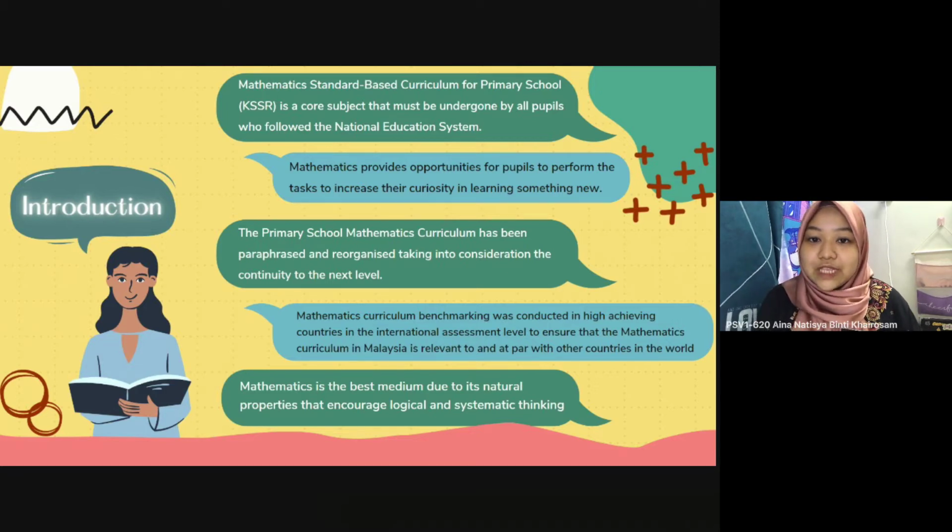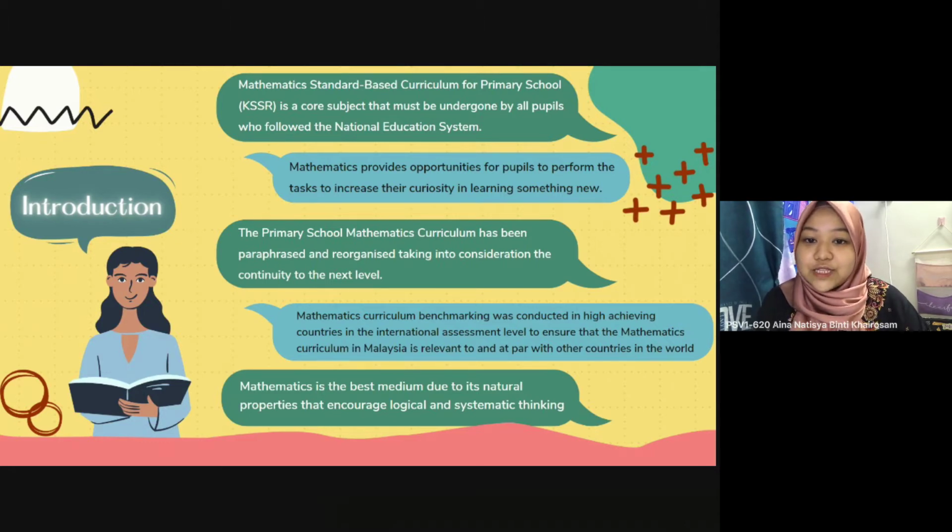The primary school mathematics curriculum has been paraphrased and reorganized, taking into consideration the continuity to the next level. The steps taken are in line with the need to provide mathematical knowledge, skills, and values for pupils from various backgrounds and abilities. Mathematics curriculum benchmarking was conducted in high-achieving countries in the international assessment level to ensure that the mathematics curriculum in Malaysia is relevant to and at par with other countries in the world.